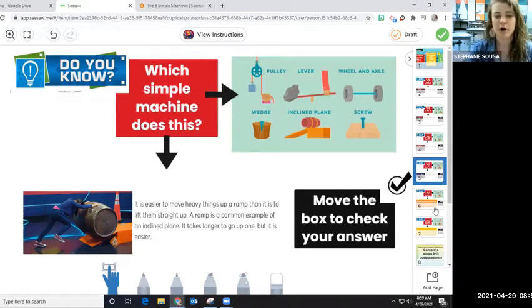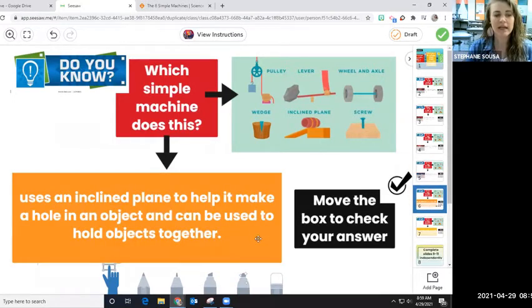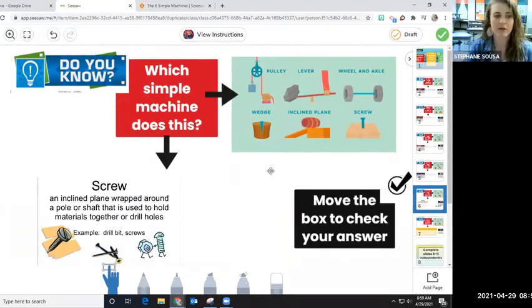Okay, 2 more. Uses an inclined plane to help make a hole in an object and can be used to hold objects together. Well, the only simple machine we have there that makes a hole is a screw. A screw is an inclined plane wrapped around a pole or shaft that is used to hold materials or drill holes. Questions on that?